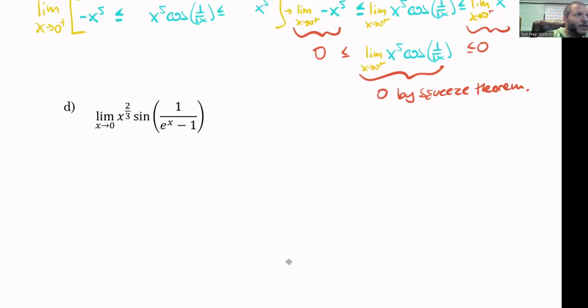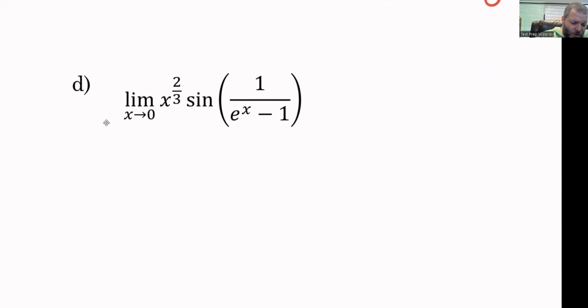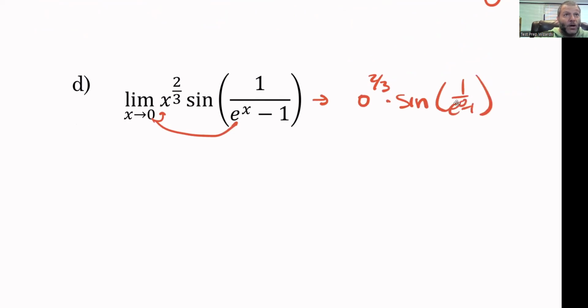Question D is very similar to the previous question. We have some trig function with weirdities going on there, and we're multiplying by something. First thought should be let's just throw in 0 and hope for the best. But alas, when we do that, we get 0 to the 2/3, which is 0, times the sine of 1 over e to the 0 minus 1. E to the 0 is 1, so we get 1 minus 1, which is just 0.